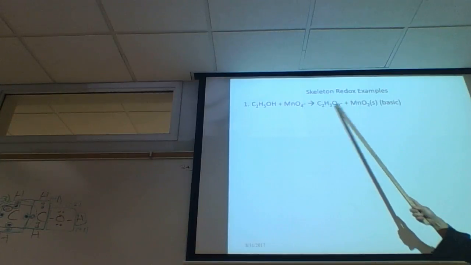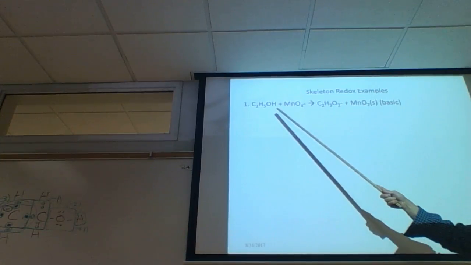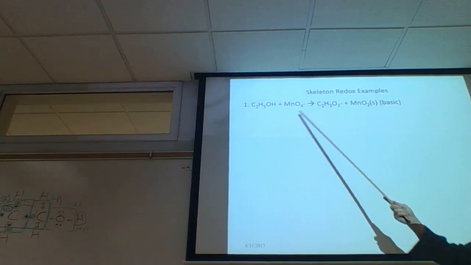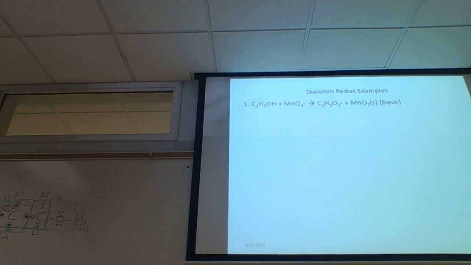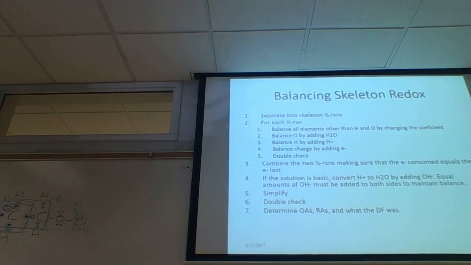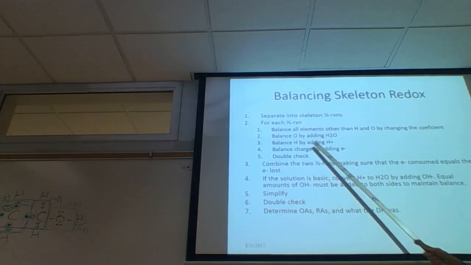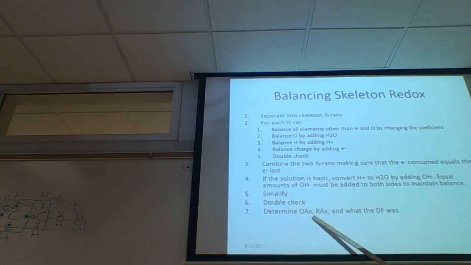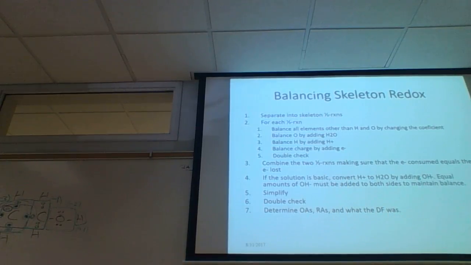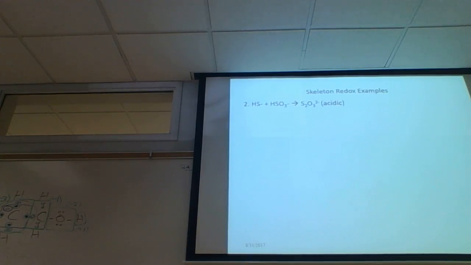And so in skeleton redox, we have this. Do you guys remember the steps? Split it into skeleton half reactions and balance. Balance all elements other than hydrogen and oxygen. Balance the oxygens by adding water. Balance the hydrogens by adding H+. Balance the charge by adding electrons. Combine the half reactions, etc. So we have some examples of these to work on.